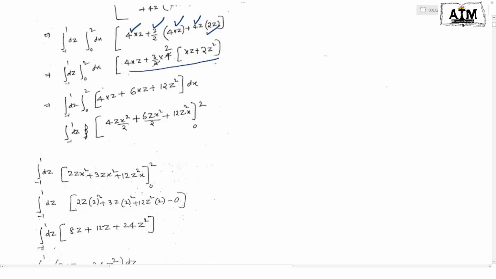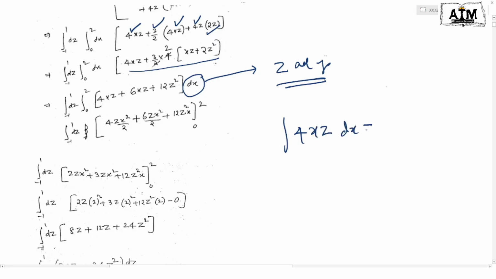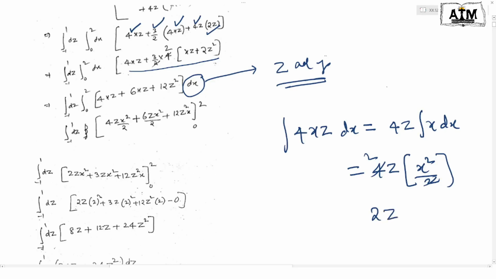Now here the next integration with respect to x, and limits are in terms of constant, no problem. So 0 to 2, and while doing integration with respect to x, z and y, these two are treated as a constant when we are doing integration with respect to x. So integration of 4xz with respect to x. So 4z is treated as a constant. Integration of x dx, this is equal to 4z, and integration of x is x square divided by 2. 2 and 2 get cancelled. So we get 2z x square.